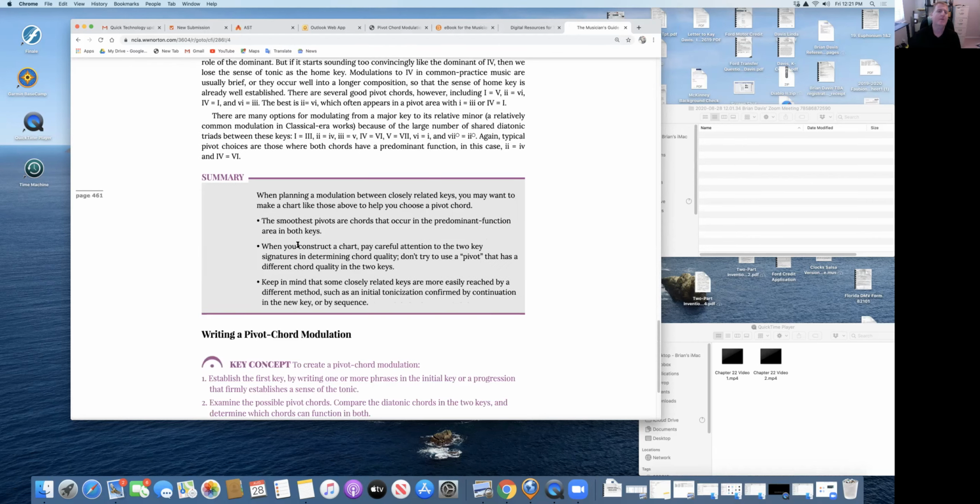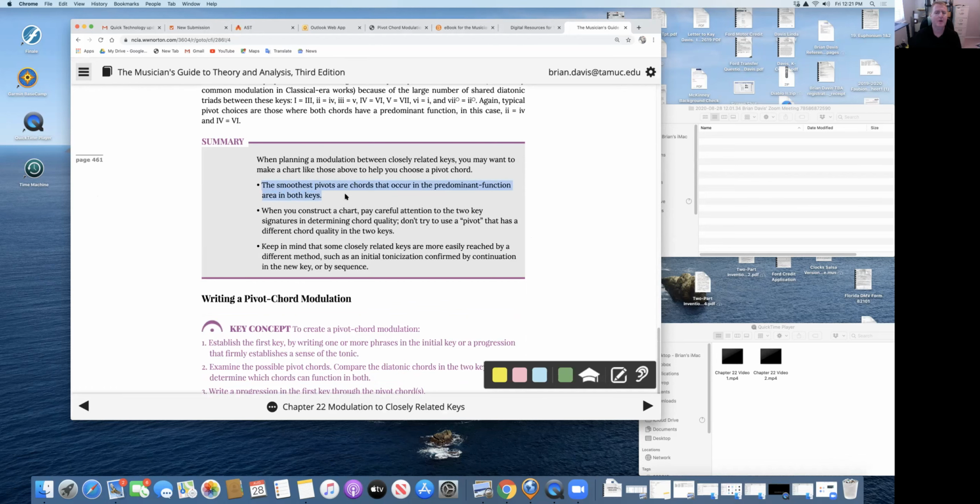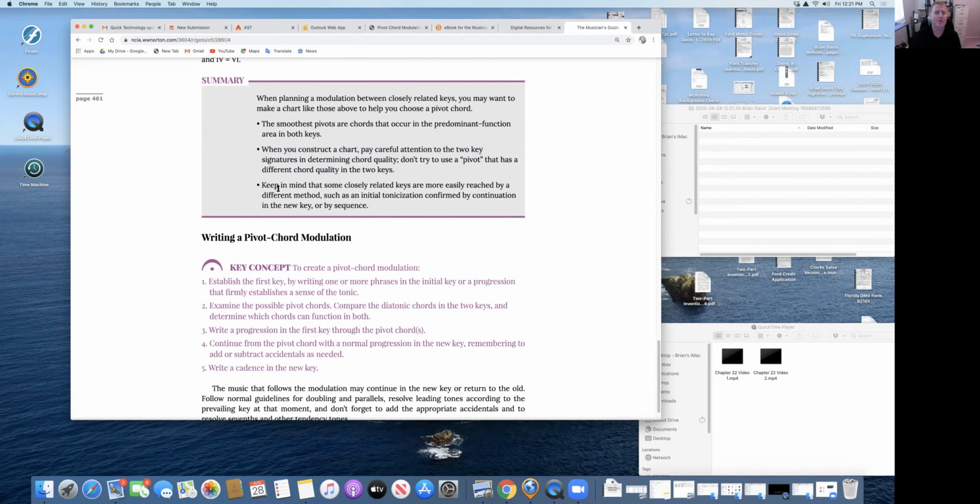Okay, so the summary so far: the smoothest pivot chords occur in the predominant function area in both keys. So chords, remember, they're predominant, not dominant, and they're the same chord in both keys, same quality and everything. When you construct a chart, you pay attention to the two key signatures and determine the chord quality. Don't try to use a pivot that has a different chord quality. That's another way of saying the first thing. Make sure the pivot is the same quality chord in both keys.